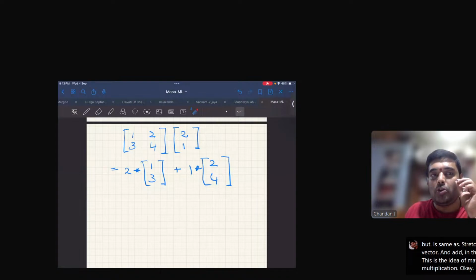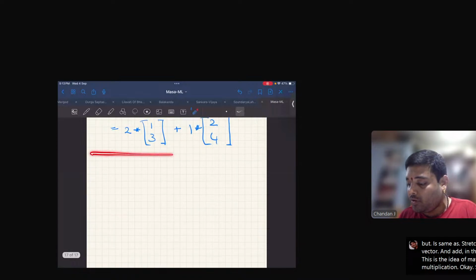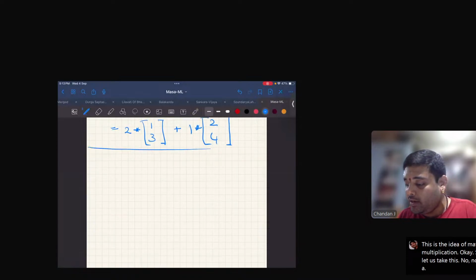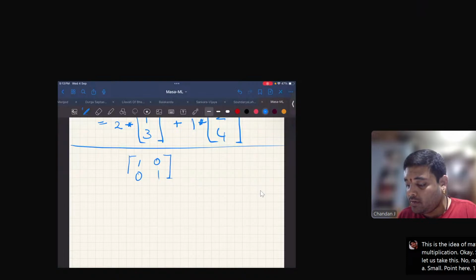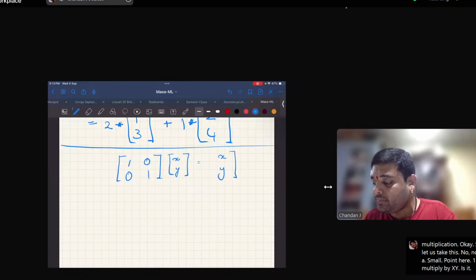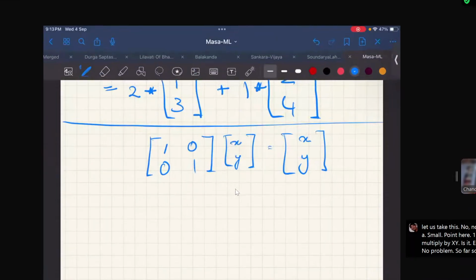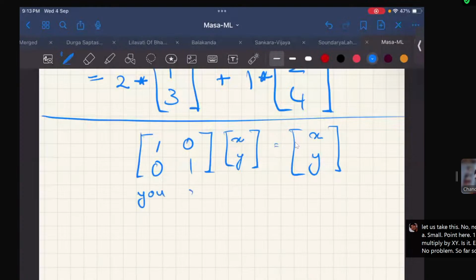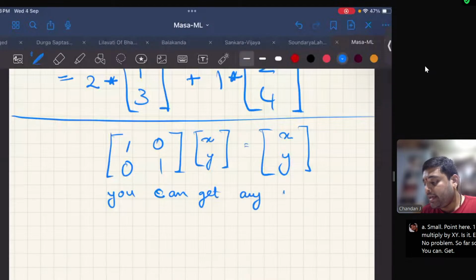So now let's take this. Let me put a small point here. 1, 0, 0, 1. If you multiply by x, y, you get x, y. No problem. So far, so good. Now you can get any point.